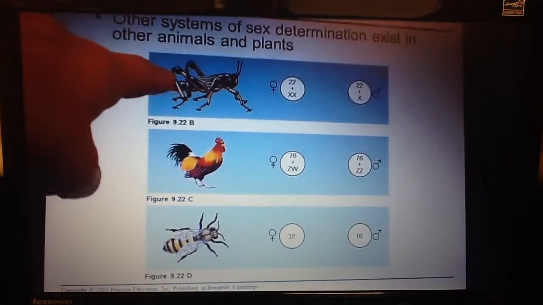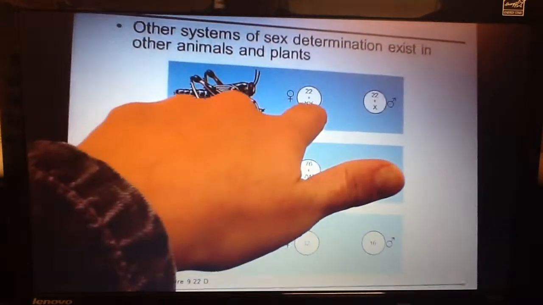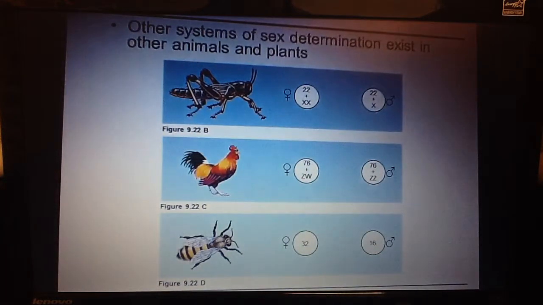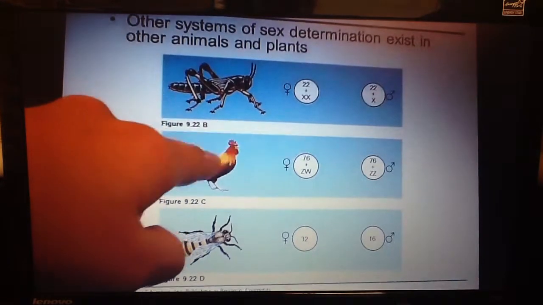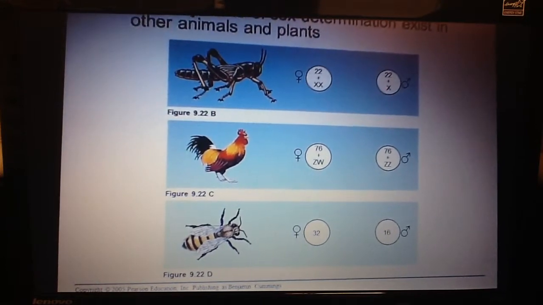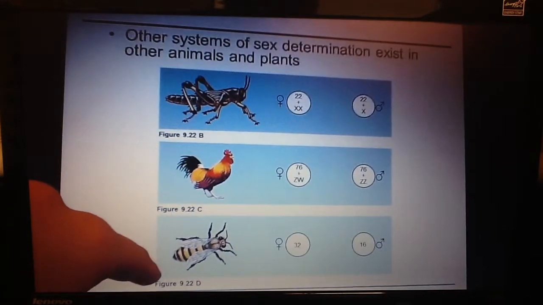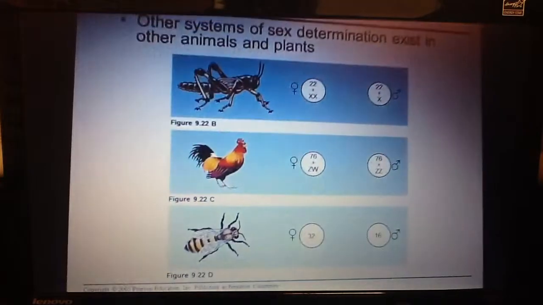For example, in grasshoppers, it turns out that there are males and females, and it's just XX or just X. Chickens have a completely different system. They have a Z and a W versus ZZ. And then honeybees are interesting because the females actually have more chromosomes than the males.